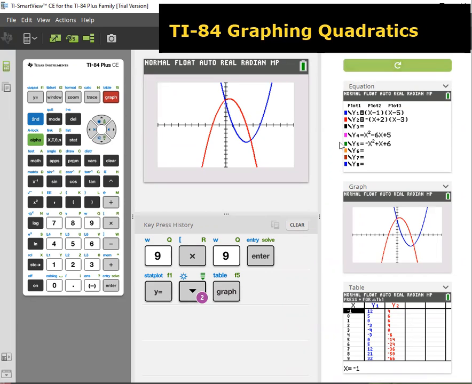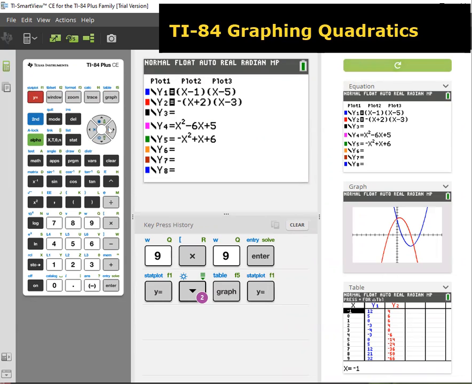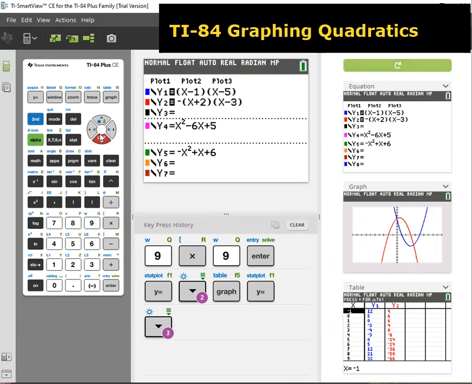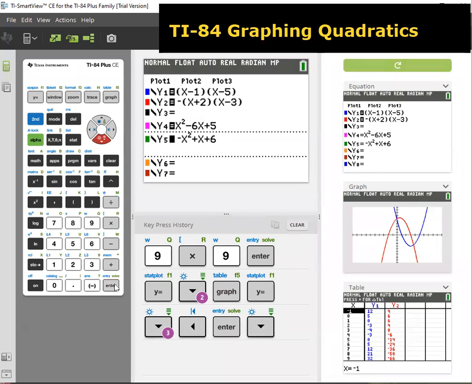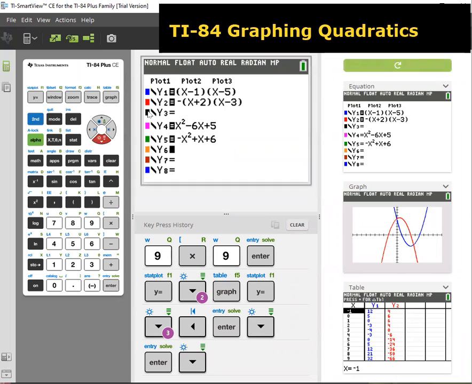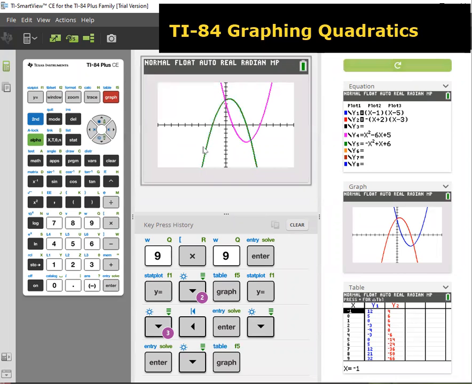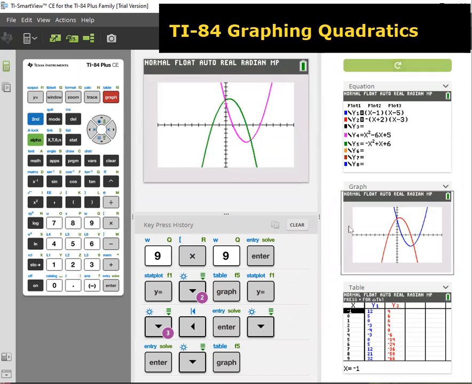I want to make sure that those second two equations are the same. What I do is I go to Y equals, go down to that equals sign, and hit enter so that they turn black. Now, when I hit graph again, it will graph the blue and red equations, but then it'll trace right over them the magenta and green equations, as you can see in this refreshed graph. They're the same equations, just collinear.